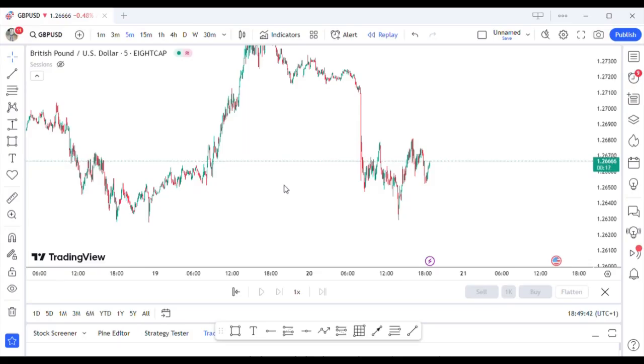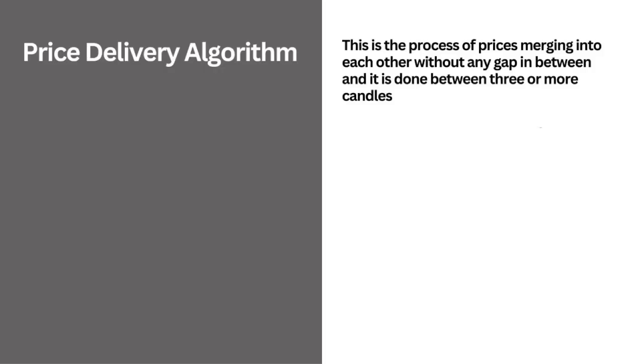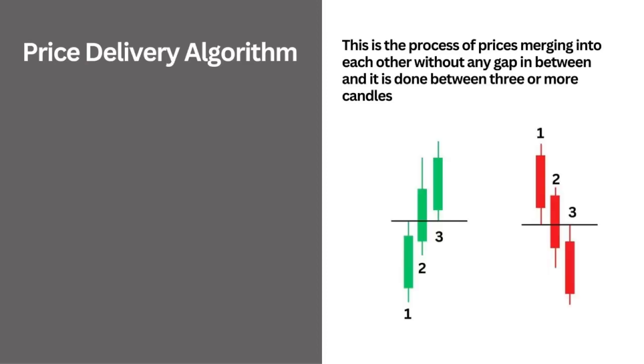So let me give you the definition of the price delivering algorithm. This is the process of price merging into each other without any gap in between, and it is done between three or more candles. Let me show you an example before we go to our chart. You can see these three bullish candles here. Price was going all the way bullish. You can see candle one, candle two, and candle three. Then you can see that candle one high and candle three low come into each other, to merge into each other. And then candle two, so the rule is that candle three is not going to go below candle two.